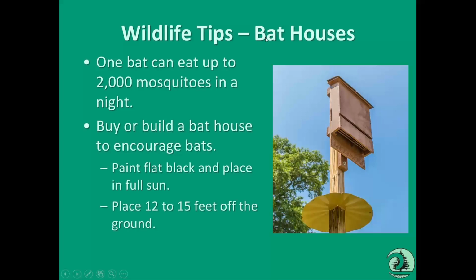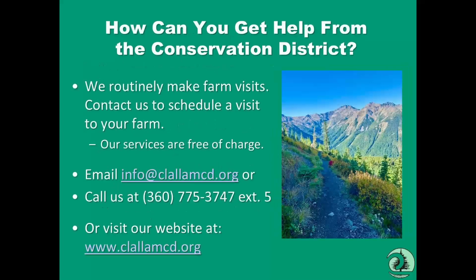But one thing that is good to do, and this one is not done this way, is to paint them a black color and put them in full sun, so that the warmth from the sun can give the bats a little bit warmer of a house to nest in. And you want to put them about 12 to 15 feet off the ground. It's about what they find most comfortable to live in. And then this one actually has a guard here to keep cats and things from climbing up the pole. So that's another good thing to think about when you're hanging these bat houses, is how to protect them from any animals that might try to damage them.